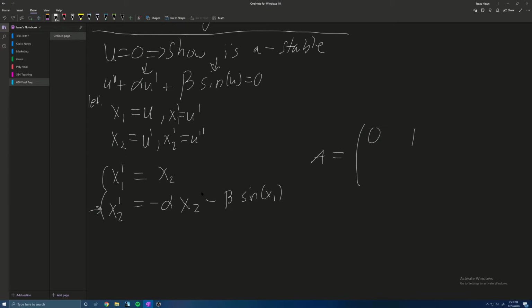And in the second equation, we see that the coefficient on x2 is minus alpha right there.